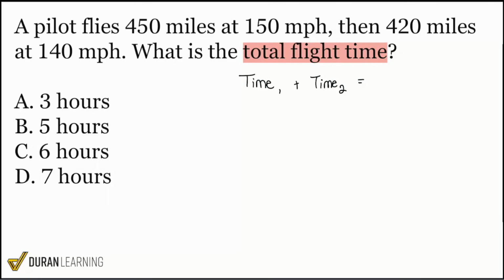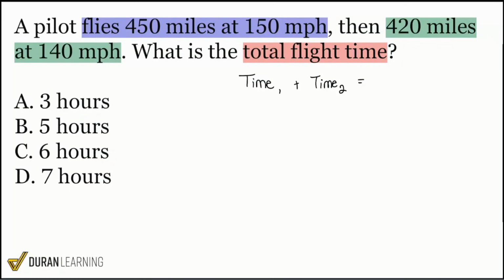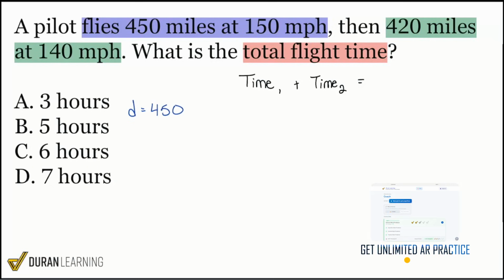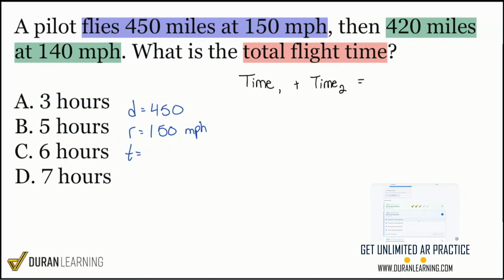We see that for the first leg, it says this pilot flies 450 miles at 150 miles an hour. And then we have 420 miles at 140 miles per hour. So there we go. We have time 1 and time 2, but it's not explicitly given. We have to use our formula. So I'll write down in blue that first part. We have distance equals 450. We have our rate equals 150 miles per hour. And so if we want to find time, let's just set up our formula and see what we have to do.